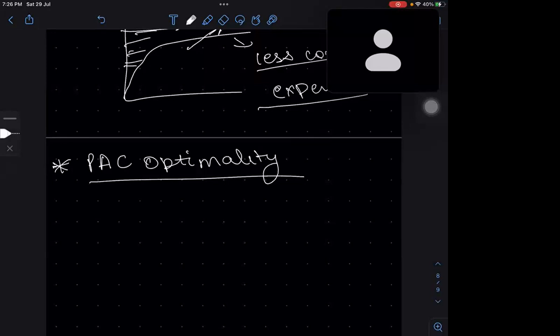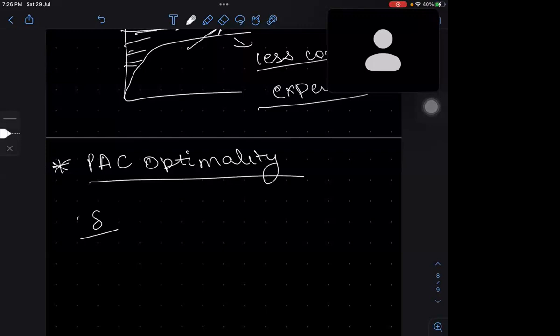Ma'am, can we also say that the probability of error, like the difference between the estimated value and the optimal value, that it is greater than the confidence interval or epsilon, the probability is at most delta? Like the probability that the difference between the estimated and the true optimal reward is greater than epsilon is at most delta. So it can't be greater than delta. Yes, you are correct. You both are correct.